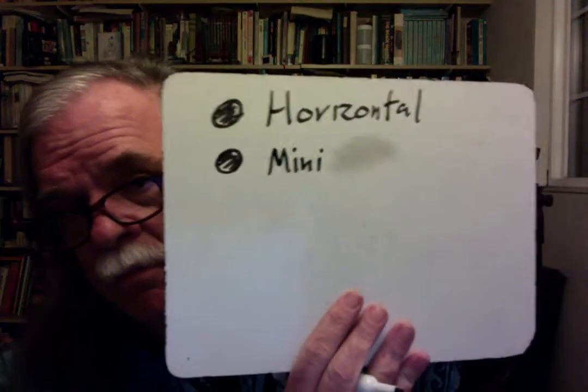All right, I want to write those down. All right, so the first kind of book that we talked about was the normal kind of book that we're going to call horizontal. Okay? Horizontal. Regular book. And then we talked about mini books. Okay? And mini is just another word that means small.